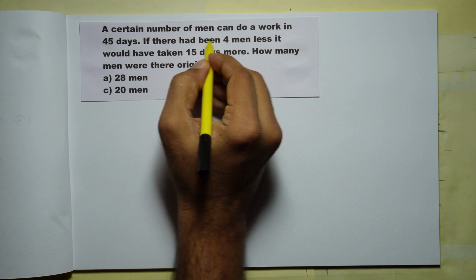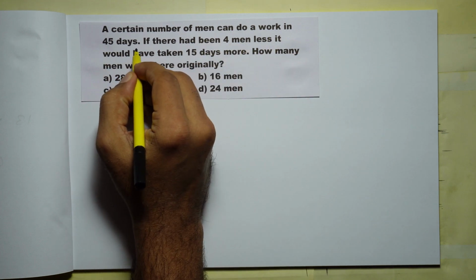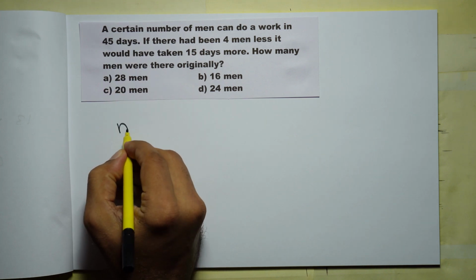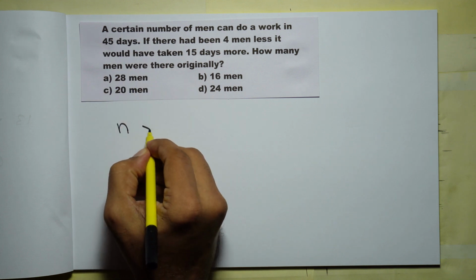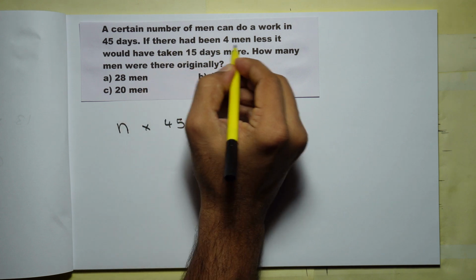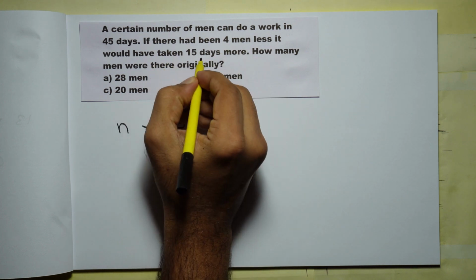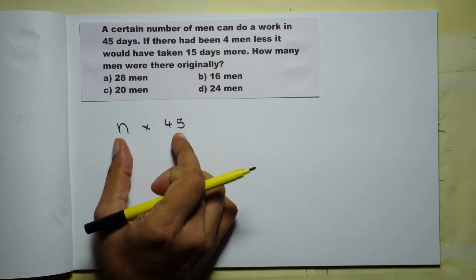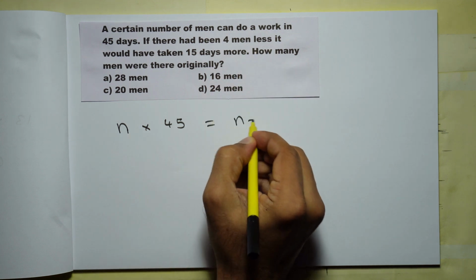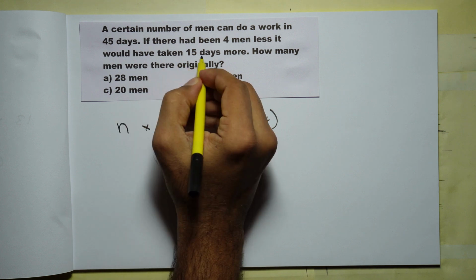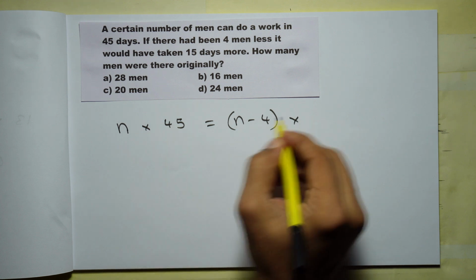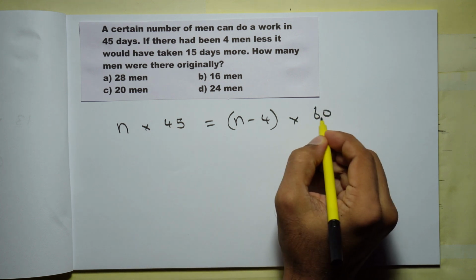A certain number of men can do a work in 45 days. So we'll just represent that here. We will assume that there are n men. So they can complete the job in 45 days. So n men working for 45 days is the whole job. If there had been 4 men less, it would have taken 15 days more. If there were n minus 4 people, then you will require an extra 15 days. So instead of 45 days, now you will require 45 plus 15, that is 60 days.